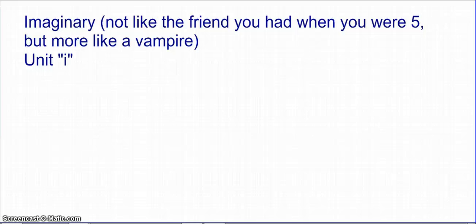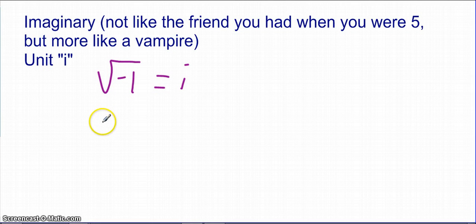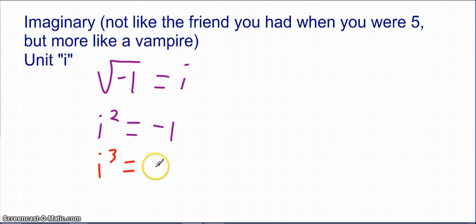So we want to understand that, or hopefully we understand, the square root of negative 1 is i. So this is where we get i. And now from here, we want to make sure we know that i squared then would be negative 1. i cubed we can think of as i squared times i to the first, so this would be negative i.